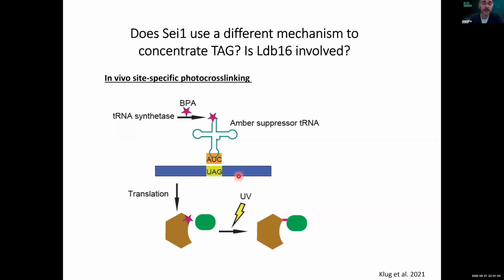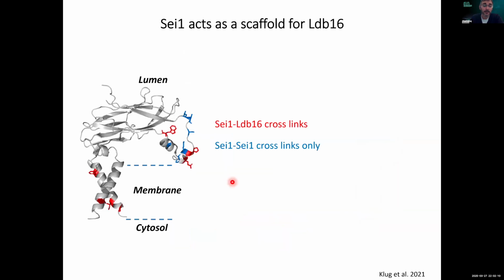And here, what we do is we incorporate a natural amino acid, benzophenone, at amber stop codons. We can choose which position in the protein. We shine UV light on it, and it will cross-link to any CH bond nearby. We did this by putting it on sapien, and we could actually map the interactions of sapien with LDB16 and sapien to itself.